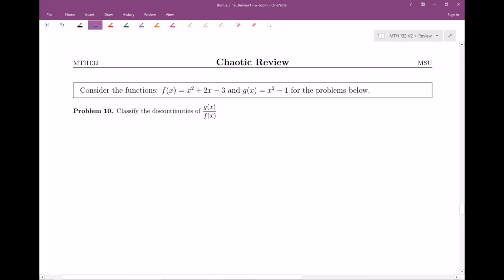Welcome everyone, this is problem number 10 of the chaotic review. We want to classify the discontinuities of g of x over f of x. So let's go ahead and maybe write this thing down.